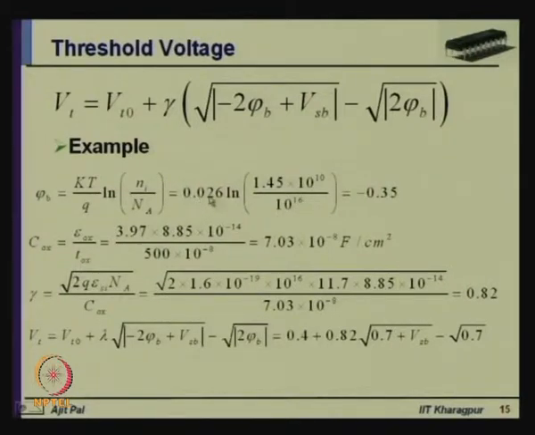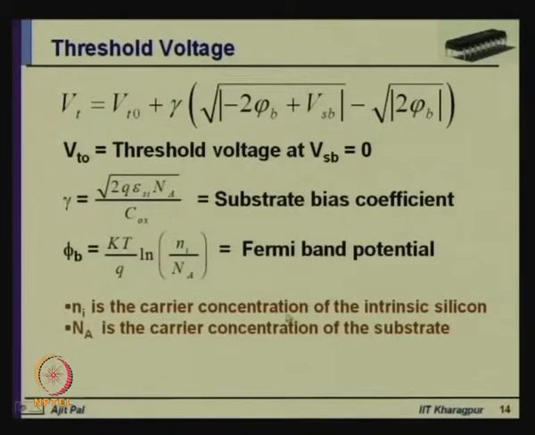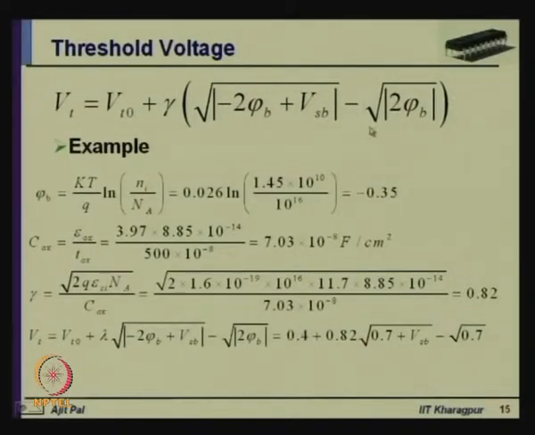So, 0.26, and actually this kT by q, as you know, is 26 millivolt, that is the kT by q value, and this is the ratio of the Ni by Na. Obviously, the intrinsic silicon has much lower carrier concentration compared to the carrier concentration of this substrate. That means, as you know, the substrate is uniformly doped to have more carrier concentration compared to the intrinsic substrate, and phi b value is calculated.